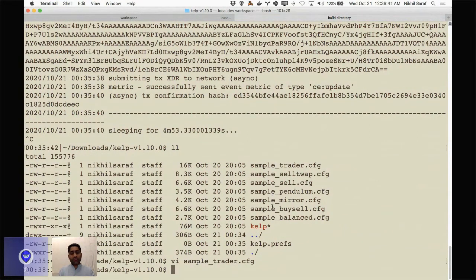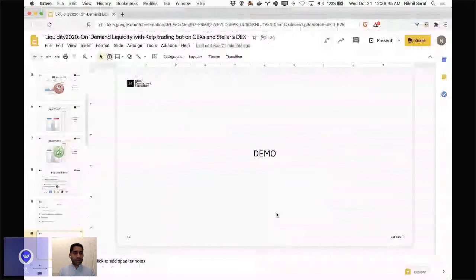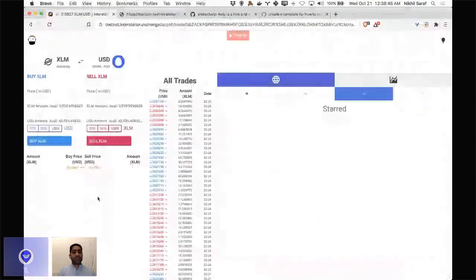So now that we've set our market and our account, which is the Stellar Decentralized Exchange account, let's try and run the balance strategy. So the market that we're trying to run for is out here. This is the test network of one of the front ends to the Stellar Decentralized Exchange. As you can see, there's no market available. So if I wanted to convert XLM to this USD token, it would not be possible. So let's see what happens once I run the Kelp bot.